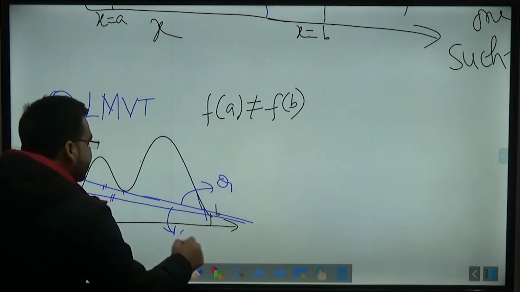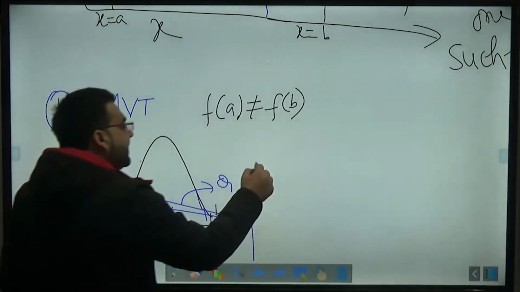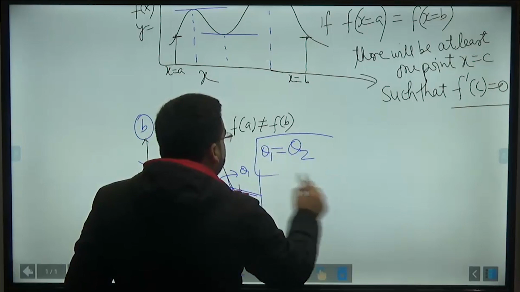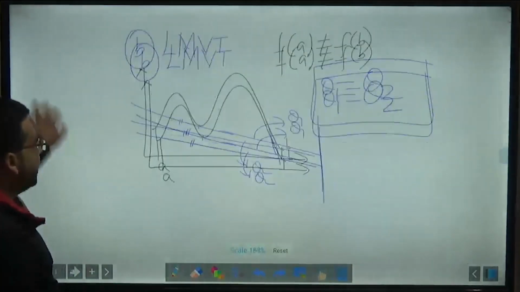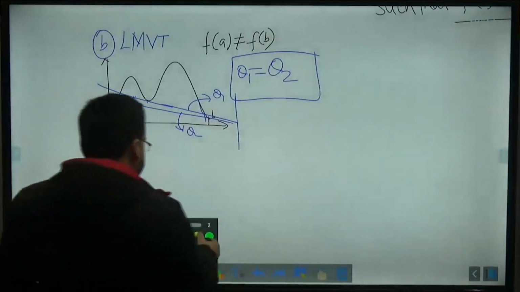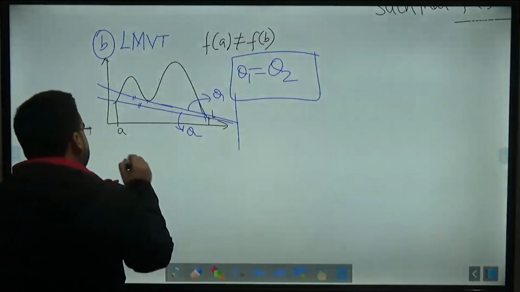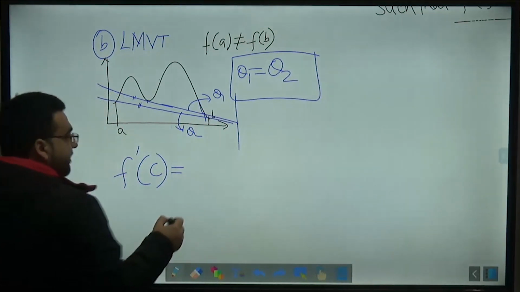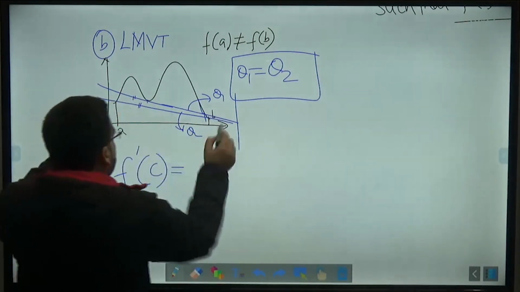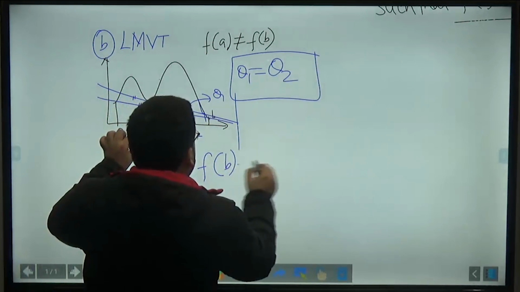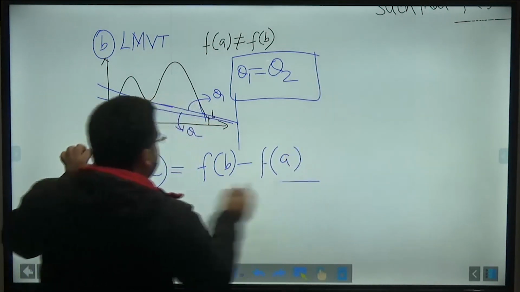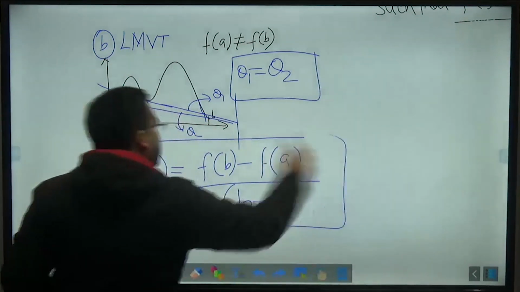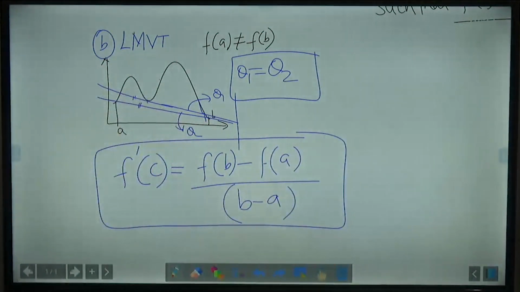Let us say the slope of this line is theta 1, the slope of this line is theta 2. So there will be at least one point C at which this theta 1 will become equal to theta 2. Clear? And we came out with the conclusion that how do we calculate this theta 1? So this is f dash at C, which is the slope at any point C, will be equal to, if you join these 2 points, f of b minus f of a, perpendicular divided by base, b minus a. So this is what we discussed in the Rolle's mean value theorem.